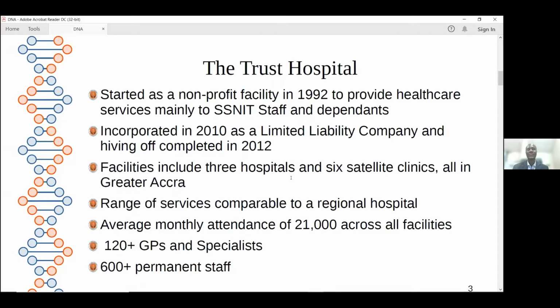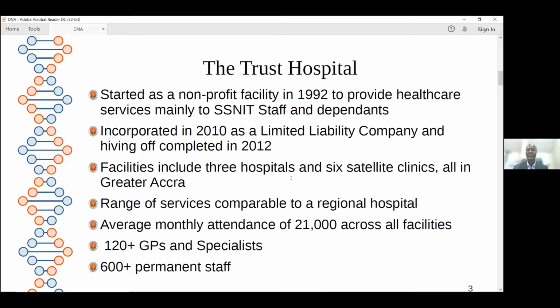It started as a non-profit facility mainly to cater to the Social Security and National Insurance Trust staff. But as of 2010, they started hiving off because more of the public were patronizing the facility. So we needed to operate as a full-fledged hospital. So a limited liability company was formed, and it took about 2 years to completely hive off.